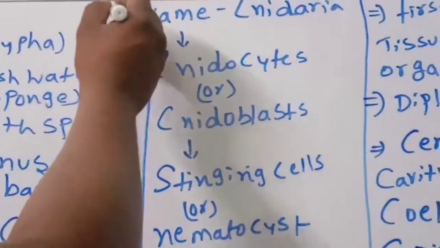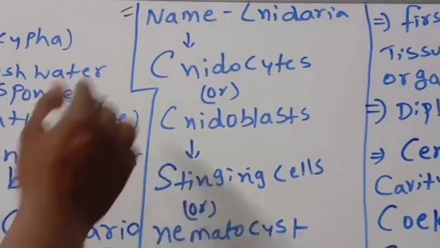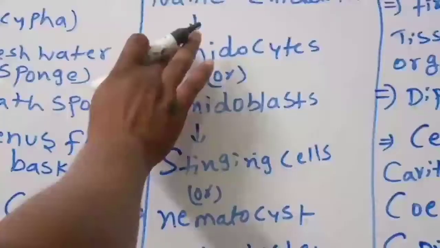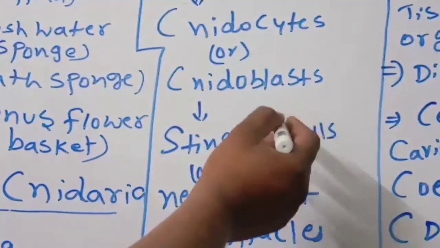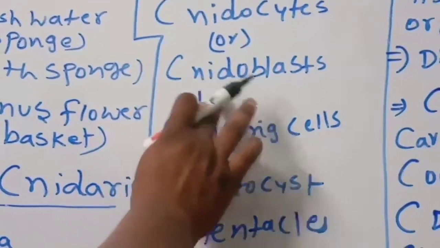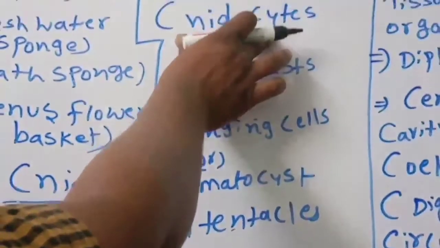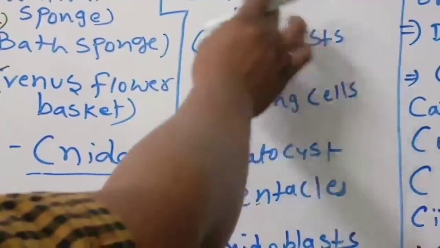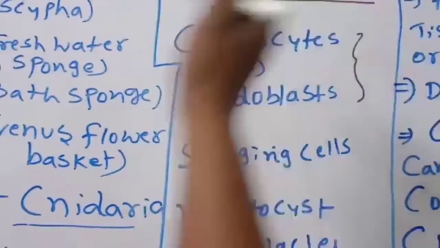Why are we calling this Cnidaria? Is there any reason behind the name? They have special cells in their body. What are those? Cnidocytes or cnidoblasts. These cnidoblasts have stinging cells or nematocysts. These cnidocytes, cnidoblasts or nematocysts, all are cnida. That's why we call them Cnidaria.